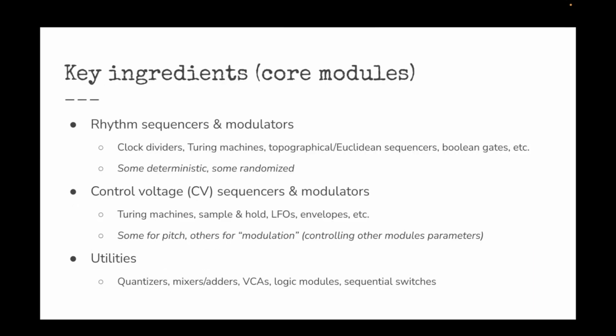So some of the key ingredients, the core modules you need, and hopefully even if we don't get very far in the next 40 minutes, this is enough for you to sink your teeth into and then start playing around for free. There are lots of VCV Rack tutorials, but you need rhythm sequencers and modulators: clock dividers, Turing machines, topographic or Euclidean sequencers, and Boolean gates are good examples of this. Some of them are deterministic, some of them are randomized. You need control voltage sequences and modulators: Turing machines, sample and hold, LFOs, envelopes, etc. And we'll go through examples of all these in the next 40 minutes.